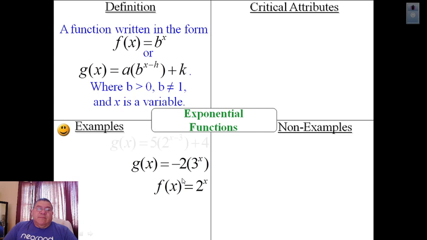Alright, and the last example. G of x equals 5 times, parentheses, 2 to the x minus 3 power, close parentheses, plus 4. Once again, is the base, or b, greater than 1? Yeah, it's a 2, it's greater than 1. Is the exponent a variable? Yes, and now it's being subtracted, but it still has a variable, so it still qualifies as an exponential function. Copy those, I'll give you some time.